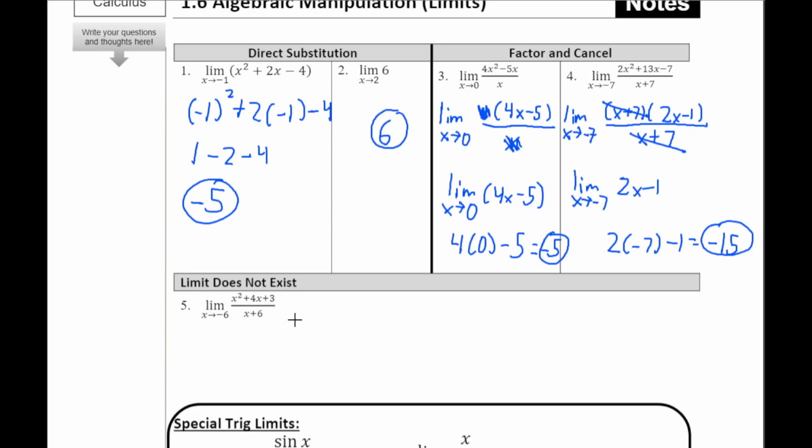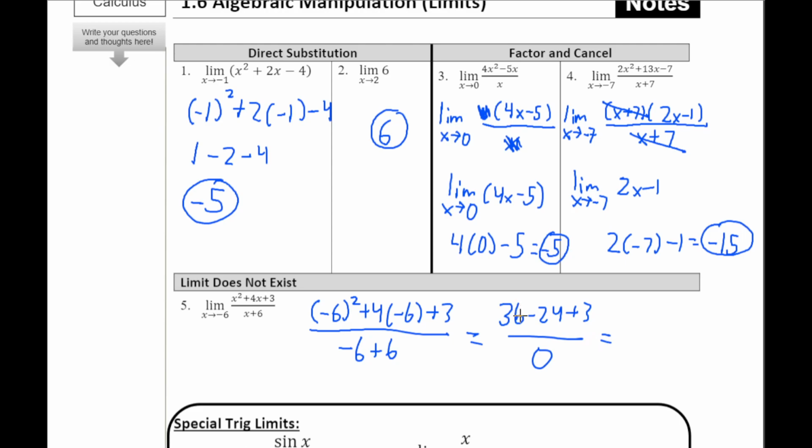For the limit not existing, you can see what happens if you plug in -6 here. If you do -6 squared plus 4 times -6 plus 3 over -6 plus 6. See, we're trying direct substitution first. -6 squared is 36 minus 24 plus 3 over 0. 36 minus 24 plus 3 is 15 over 0. This does not exist because you can't have a number divided by 0. That just doesn't work out. That's not how math works.